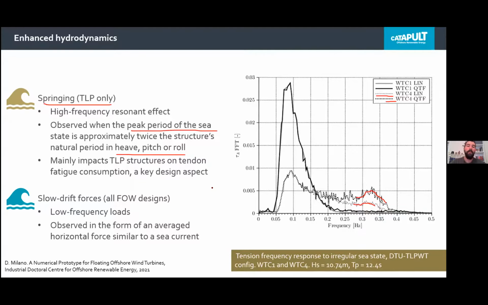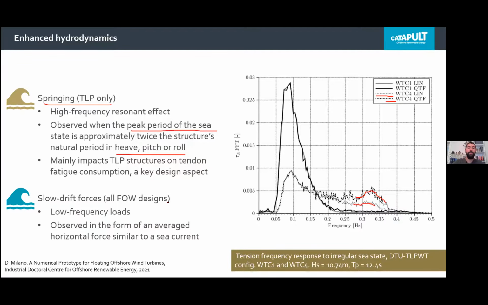So clearly vertical tendons felt a lot less of the quadratic sum frequency effect. Difference frequency, on the other hand, is significant, and it can impact TLPs as well as semi-subs and spars.